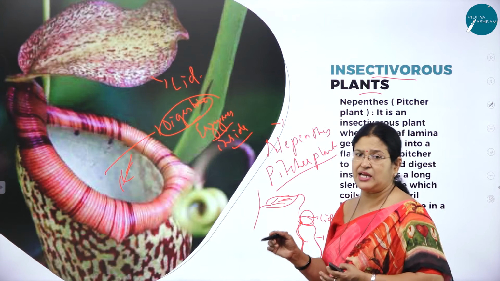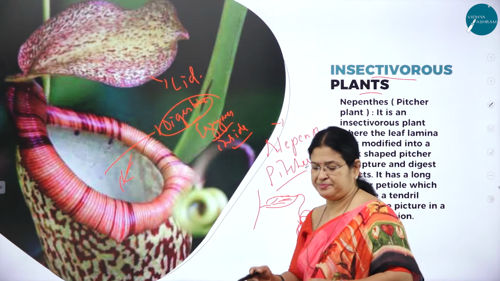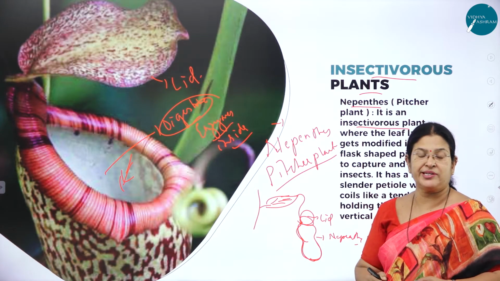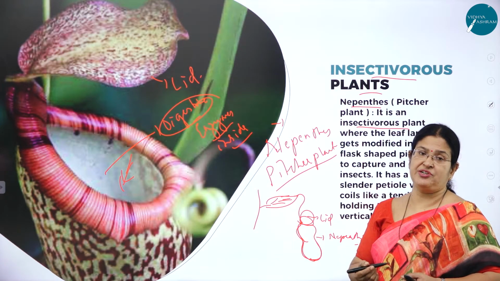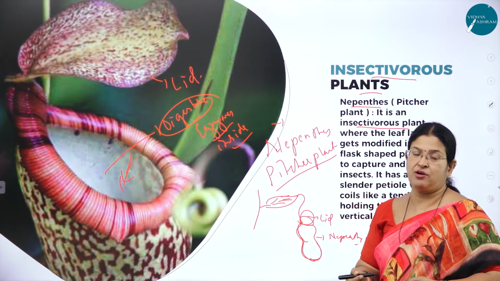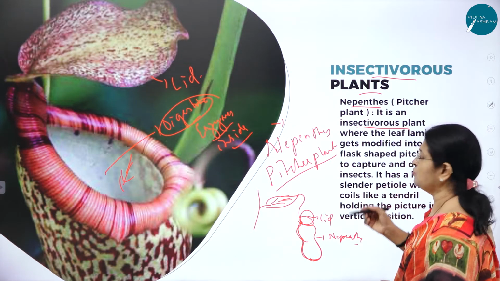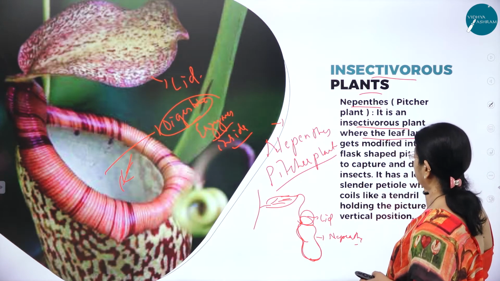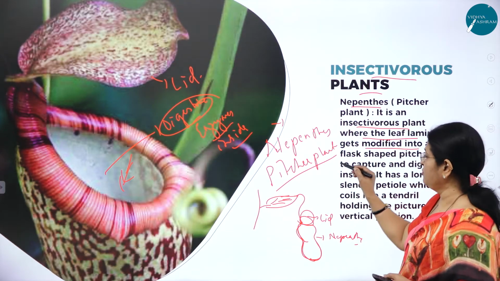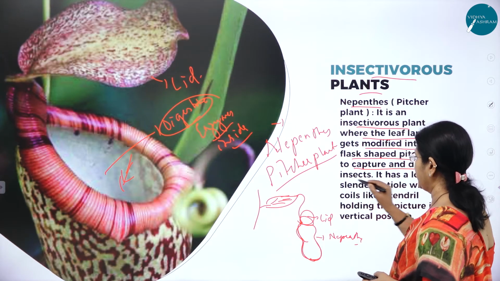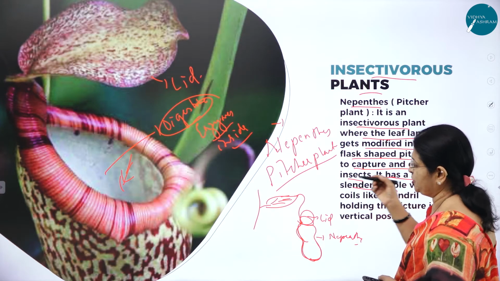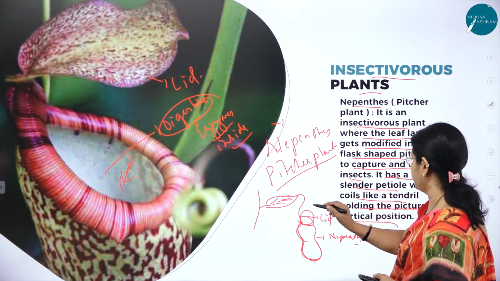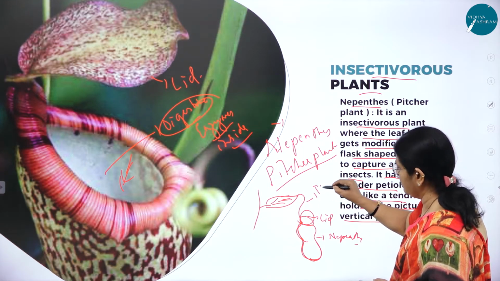Now let us see what exactly is this Nepenthes plant. Here you can see Nepenthes, it is an insectivorous plant. Why does a plant become insectivorous? When it is not getting sufficient nitrogen from the soil, then it goes for an alternate means of being insectivorous. What do you mean by insectivorous? Insect eaters are called insectivorous plants, where the leaf lamina gets modified into a flower-shaped pitcher to capture and digest the insects. It has a long slender petiole which coils like a tendril, holding the pitcher in a vertical position. So here you can see the slender petiole.